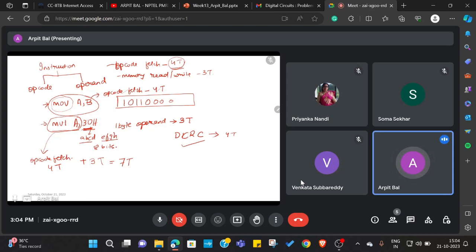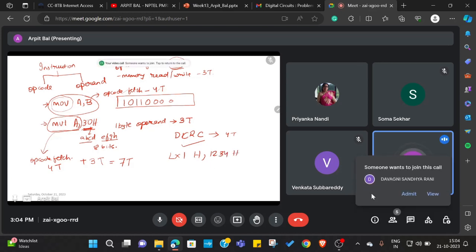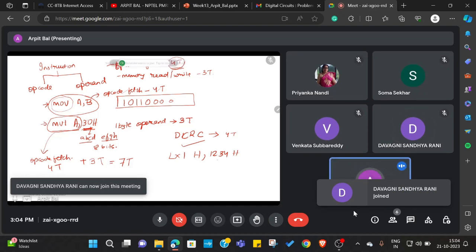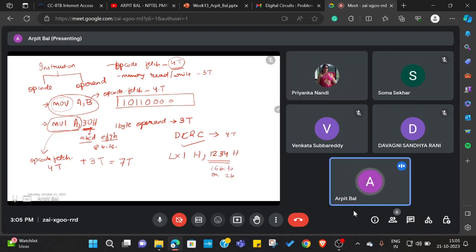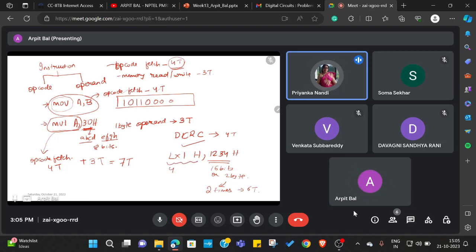So similarly we can also do it for, let's say, LXI H, 1234H. Here, can you tell me how many bytes of operand are present? 16 bits, 2 bytes. Correct. 2 bytes means how many memory reads will be required? 2 times, which means 6 T states. Correct. And LXI H needs 4 for opcode fetch. So the total will be 10. Okay, it's clear.